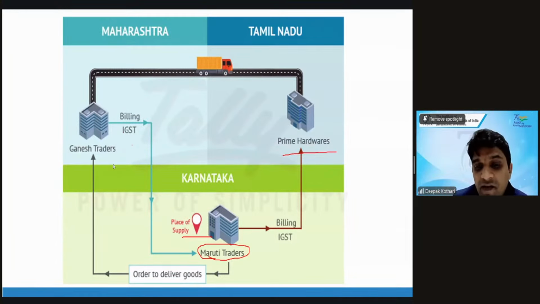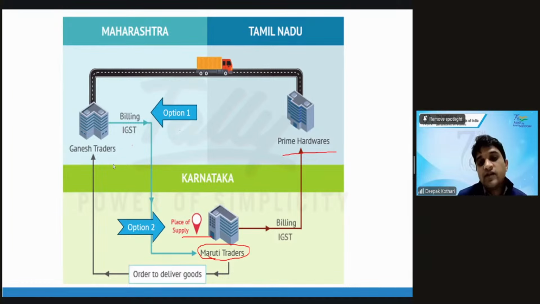Yes. So Prime Hardware is nowhere in the picture because it is getting delivered to him on the instruction of Maruti Traders. Ganesh Traders knows that he is delivering it. So Ganesh Traders can raise the e-way bill, or Maruti Traders can raise it. Prime Hardwares will not be the person because it is getting the goods on the instructions of Maruti Traders. So Ganesh Traders will ideally raise the e-way bill. If Ganesh Traders doesn't raise it, the responsibility will be on Maruti Traders.